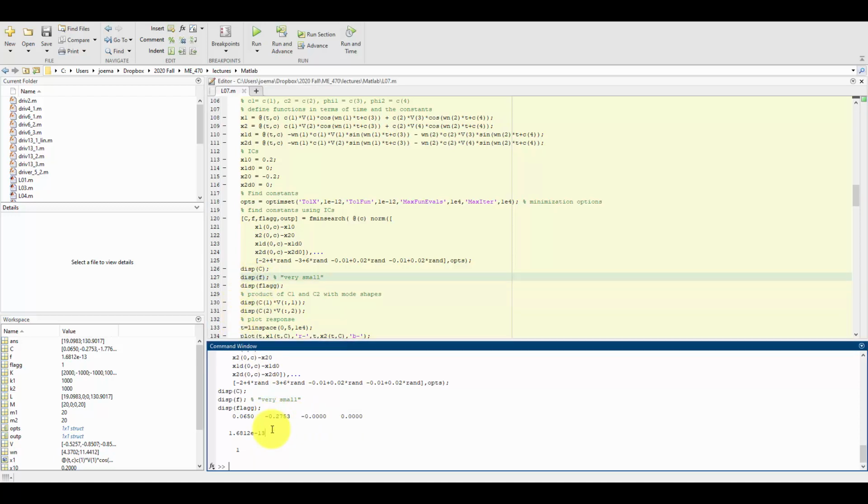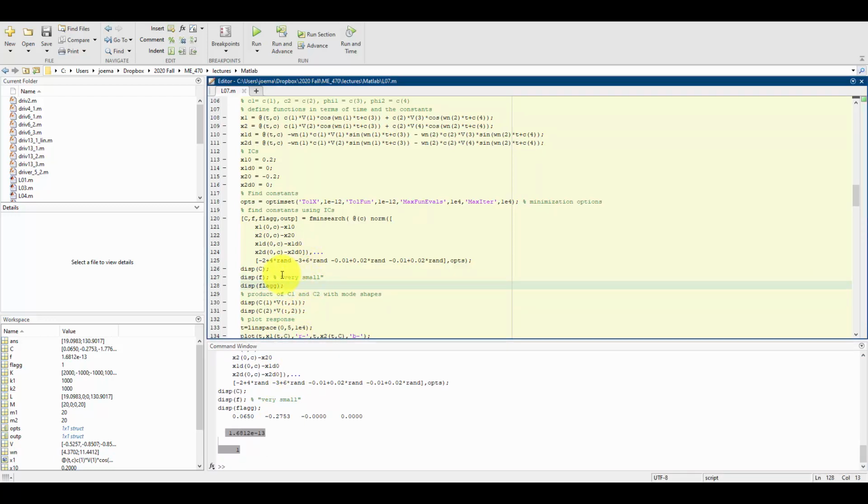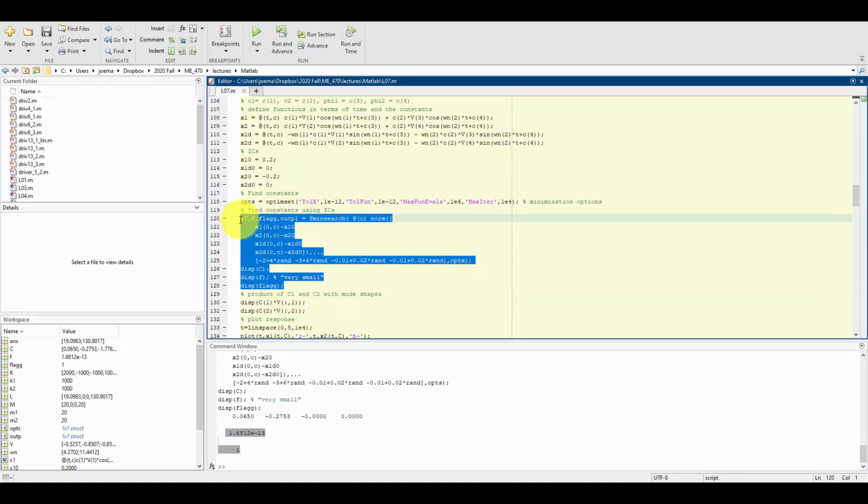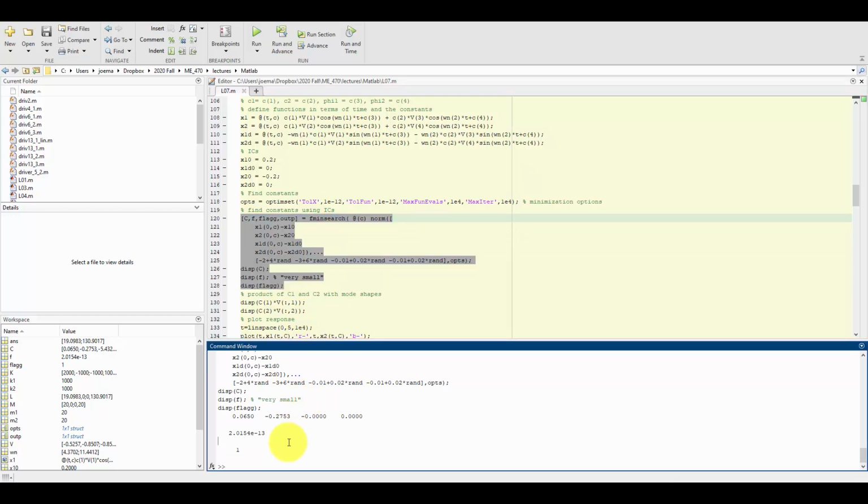And then we can check our f, the value of that function. Ideally, perfectly, it would be equal to 0. It's not. It's a very, very small number, though. And we see that the flag is 1, meaning that we did have convergence. So these two indicators mean that the constants that we found should be pretty good, that we're not going to get much better than those. If I rerun it, we're going to get the same results again.